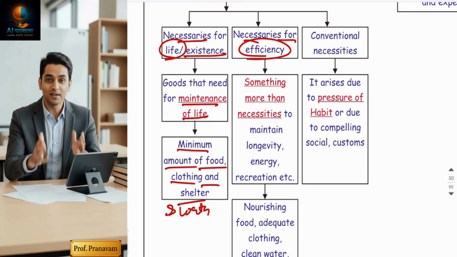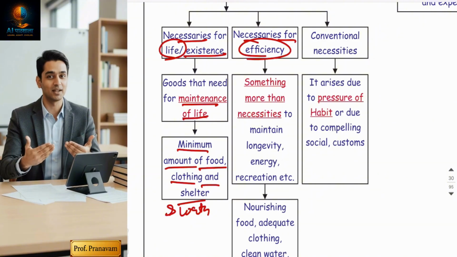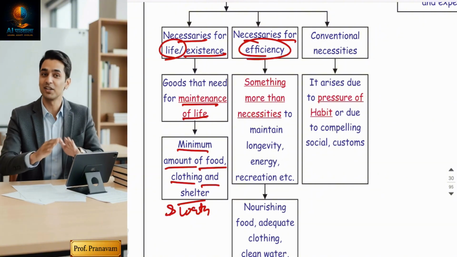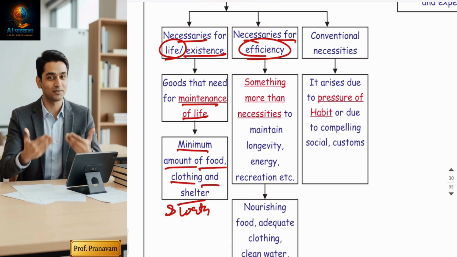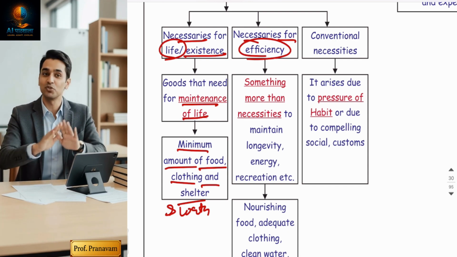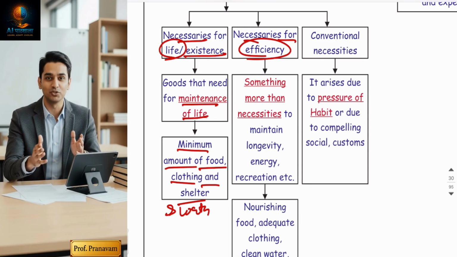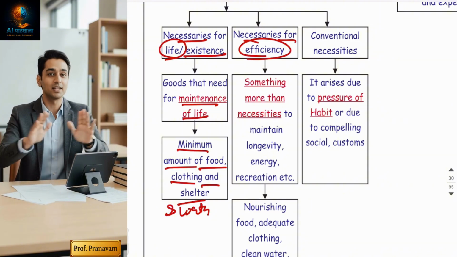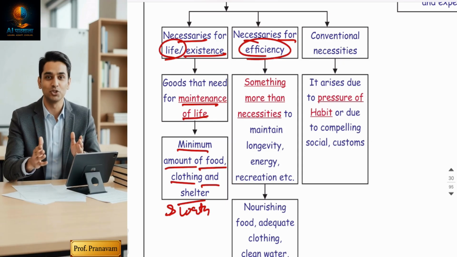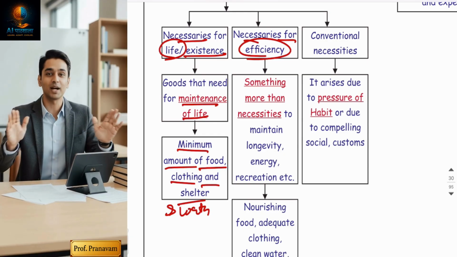Life for existence means survival. Necessity for efficiency means those goods which I need to increase my potential, to increase my life efficiency. Without this, I might survive, but my efficiency will not increase. These efficiency goods are not for survival but are necessary to perform efficiently and productively, to increase productivity. For example, I am a professor. For me, a laptop, iPad, writing pad is compulsory. Without that, how can I take the lecture? How am I going to increase my potential?